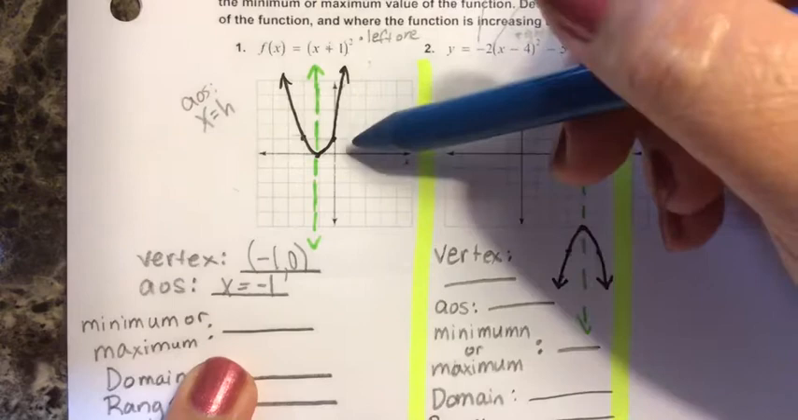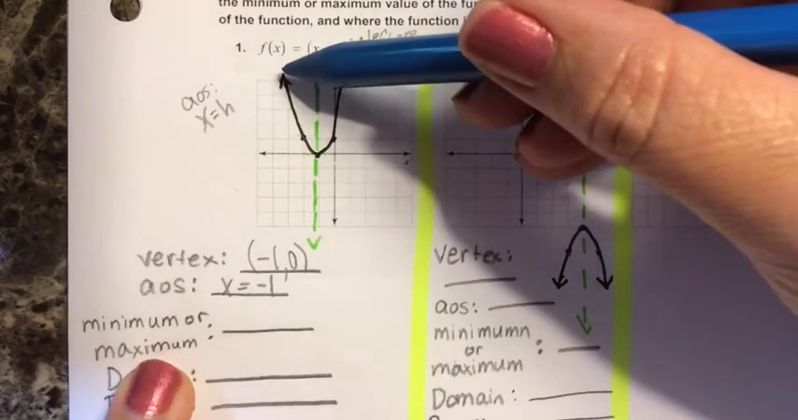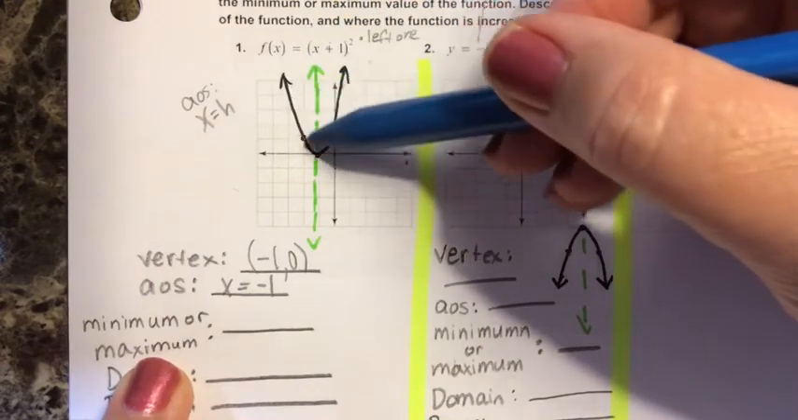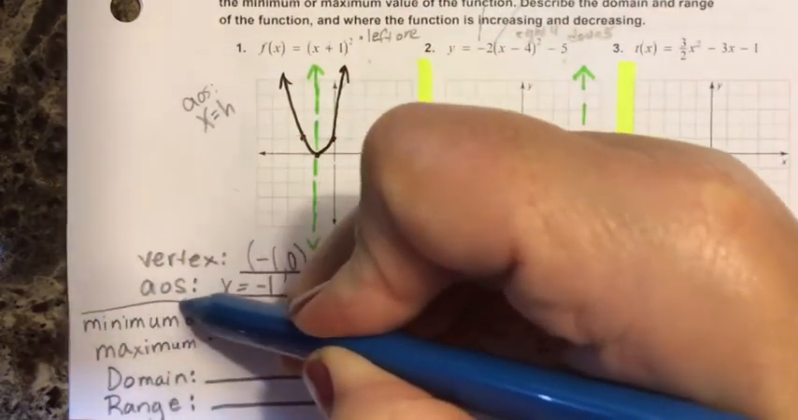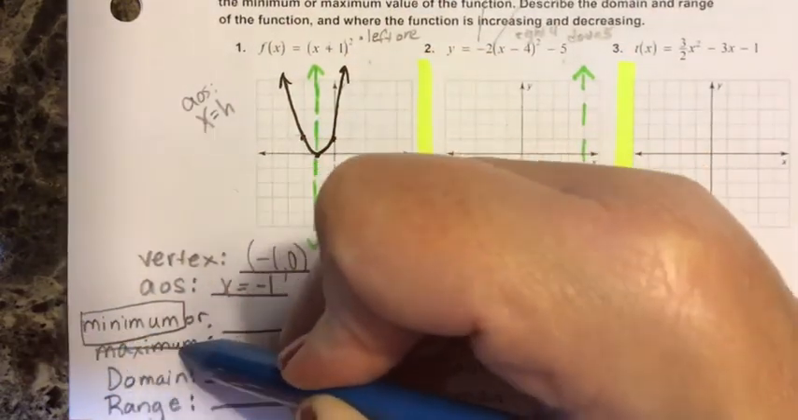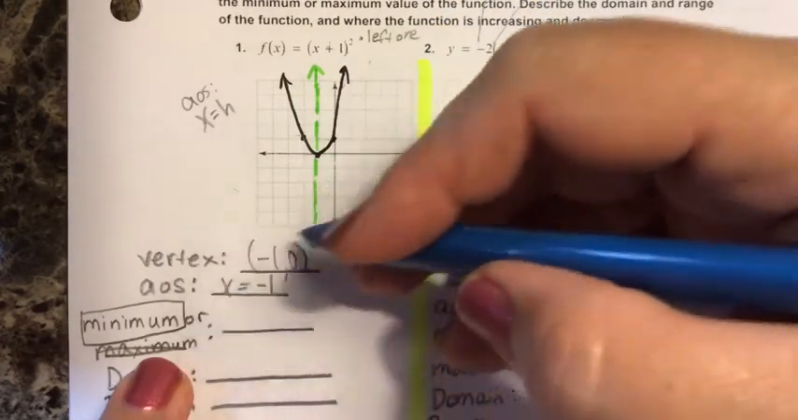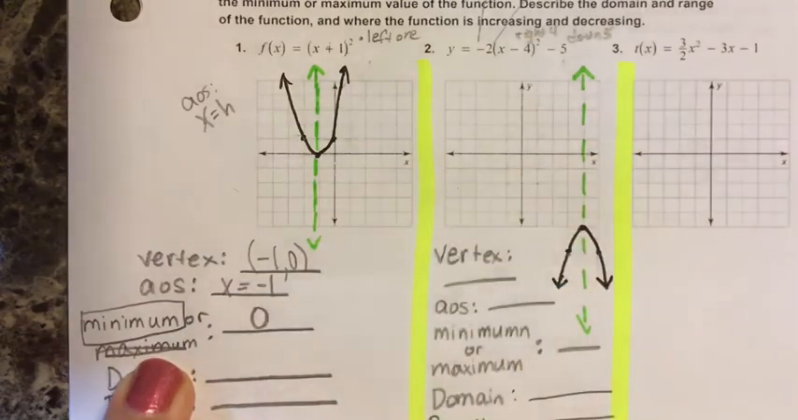Now, do I have a maximum or a minimum? That's what this stands for here. Does this graph have a lowest point or a highest point? Well, it has a lowest point, so that means it has a minimum value, not a maximum value. And that minimum value is the y-coordinate of the vertex. So my minimum value is 0.